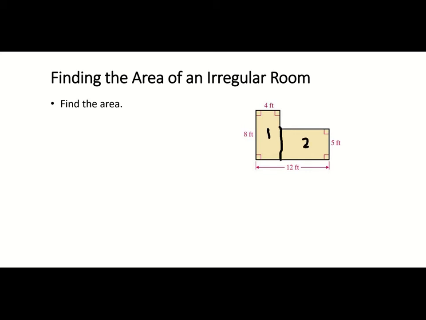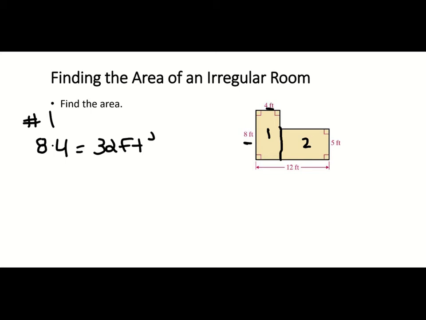So rectangle number 1. My dimensions, my length times my width, are going to be 8 times 4. So we have the dimensions for that. So I'll do 8 times 4 and get 32 feet squared.